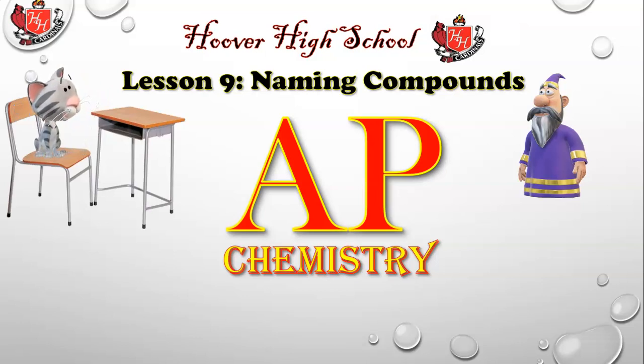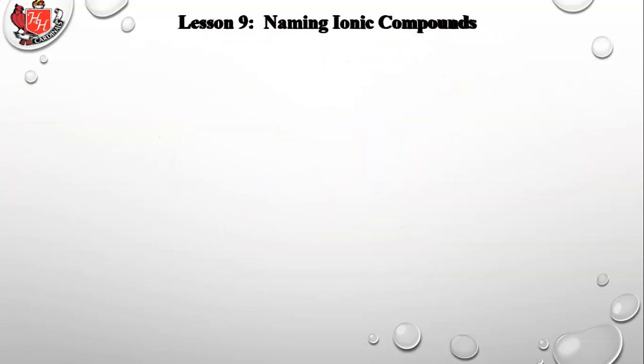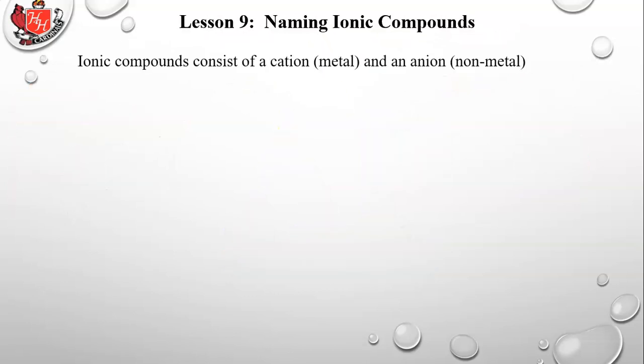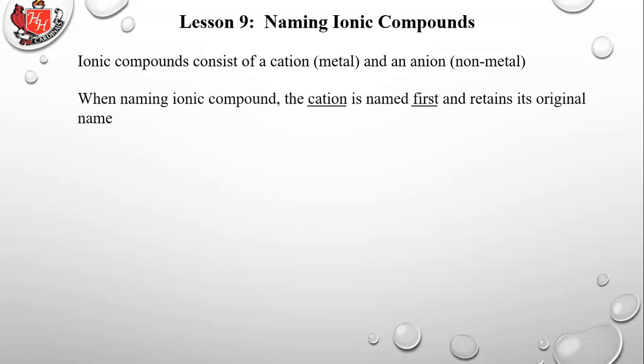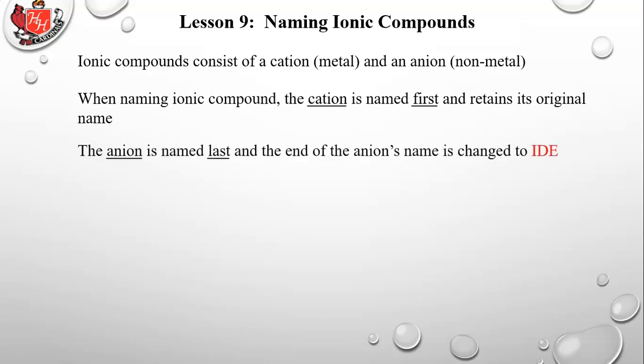AP Chemistry. This is Lesson 9, the last lesson of the Foundations unit, and it's on naming compounds. So ionic compounds consist of a cation, that's the metal, that comes from the left side of the periodic table, and an anion, that's a nonmetal. That would be like oxygen, nitrogen, fluorine, chlorine. When naming an ionic compound, the cation is named first and retains its original name. The anion is named last, and the end of the anion's name is changed to IDE, I-D-E.